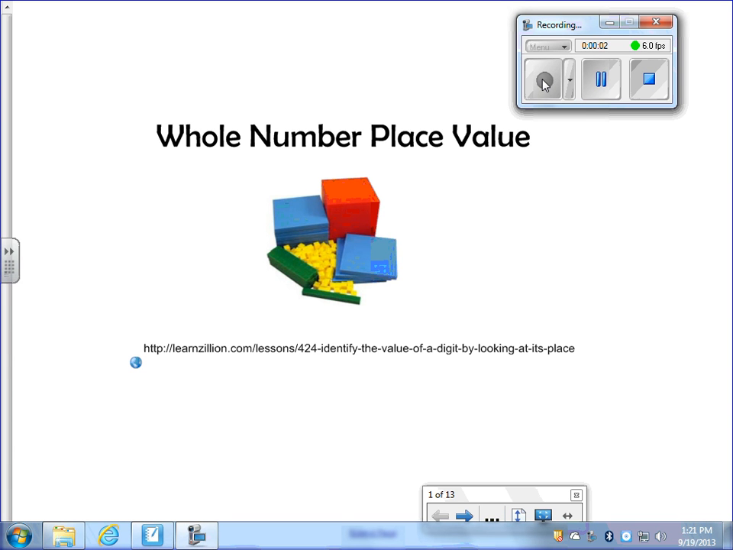This week we've been talking about whole number place value and looking at the value of a digit by looking at its place.